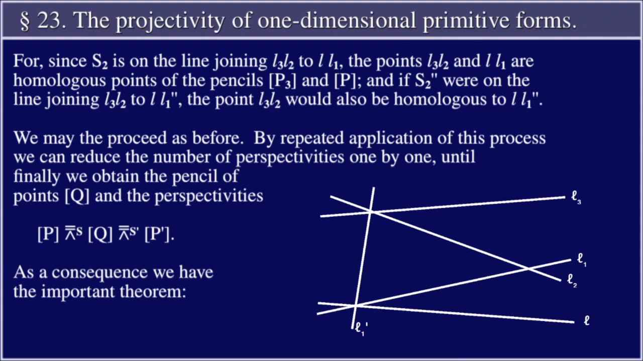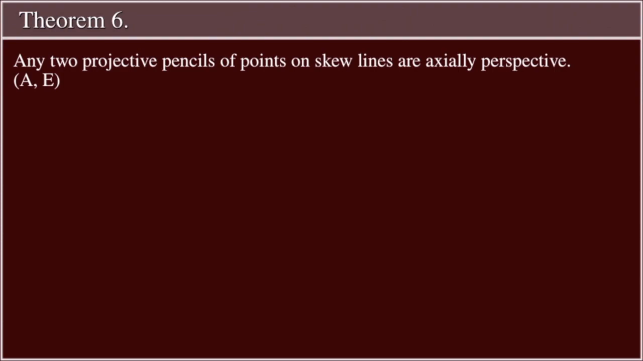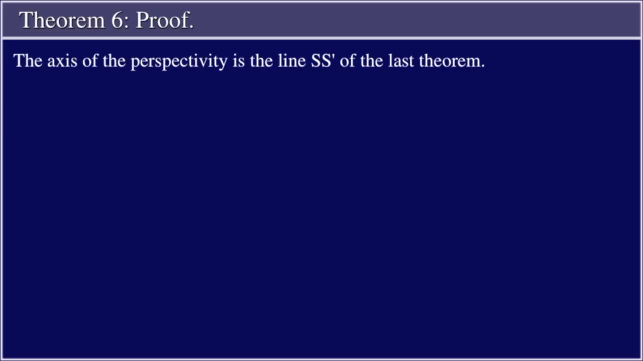By repeating application of this process, we can reduce the number of perspectivities one by one until finally we obtain the pencil of points Q, and the perspectivities P perspective with center S to Q, which is perspective with center S' to P'. As a consequence, we have the important theorem. Theorem 6. Any two projective pencils of points on skew lines are axially perspective. Assumptions A and E. Proof: the axis of perspectivity is the line SS' of the last theorem.